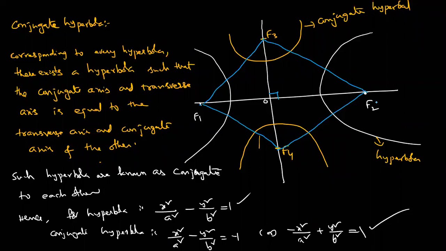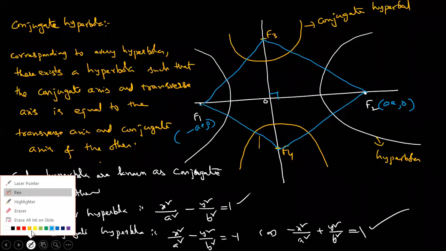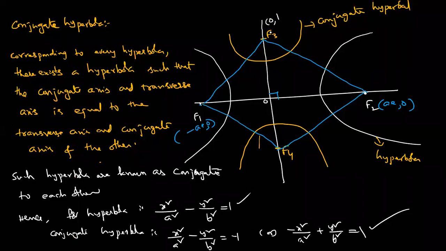Now anyone, what is the F2 focus value? A comma 0. This is minus A comma 0. But what about F3, F1? Anyone? F3 is how much? 0 comma BE. This is 0 comma minus BE. So please remember these values. This is A comma 0, minus A comma 0. This is 0 comma B. This is 0 comma minus B. X-axis, Y-axis, this one, same thing.